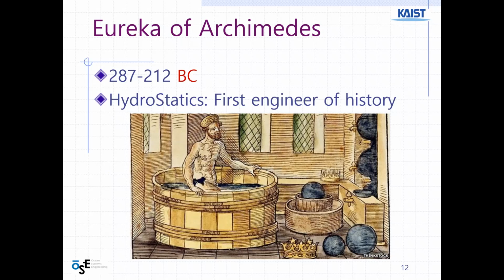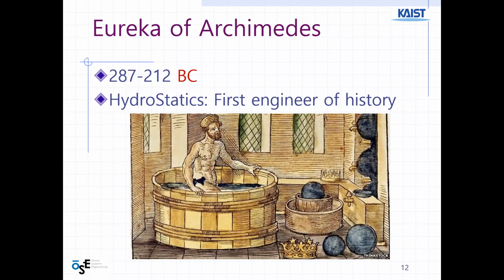Yeah, this is related with hydrostatics. It means volume and also weight, or the specific weight of this gold, so that we can see whether this is 100% pure gold or not. So we can measure the volume of this crown and the weight of the crown, so that we can calculate density or specific weight.